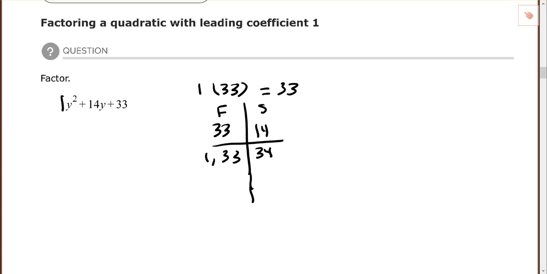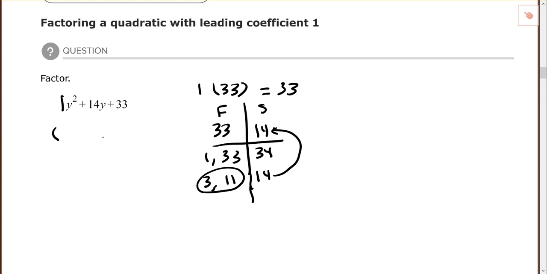And again, I know the signs of my factors have to be the same, either both positive or both negative, because this product is positive. Now my sum is positive as well, so that tells me that both of my factors need to be positive. 2 won't go into 33, but 3 will. 33 divided by 3 is 11. 3 plus 11 is 14. There we go. That's what I needed.